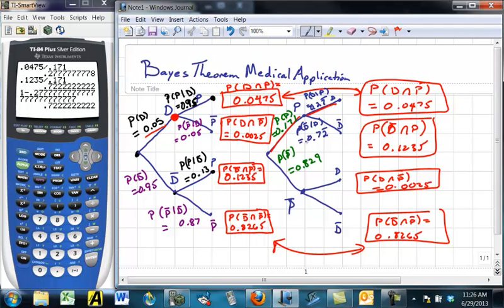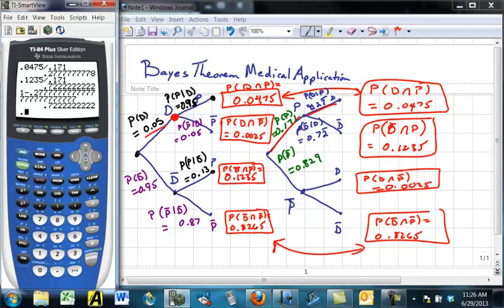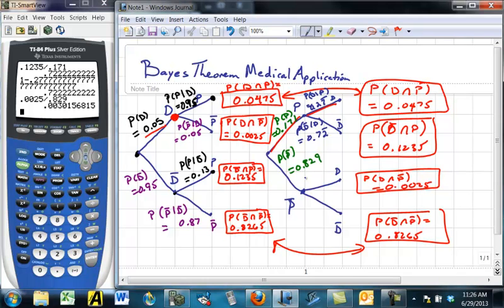Okay. Finally, we can do the similar thing down here. We can take this 0.0025 and divide it by the 0.829. And that's going to give us the probability right here, which is the probability of the disease given a non-positive result, negative result. So this is 0.003, well, whatever, 0.156815. Okay?